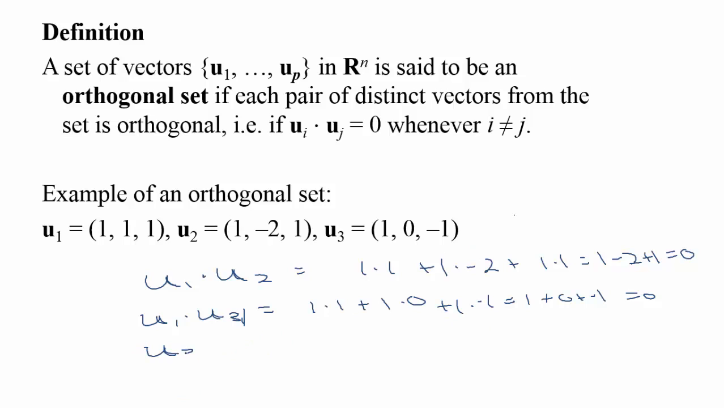And the only other pair to check is u2 and u3. So u2 dot u3 would be 1 times 1 plus negative 2 times 0 plus 1 times negative 1, which would again be 1 plus 0 plus negative 1. So all three of these vectors are orthogonal to each other. And so if we put them in a set, then that set would be an orthogonal set.